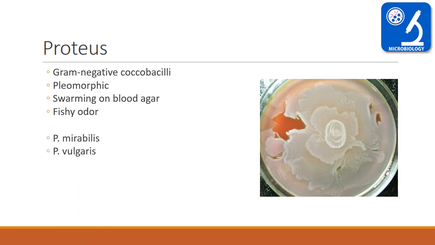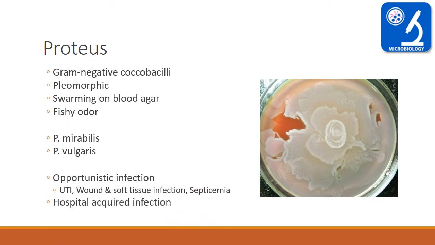There are two medically important species. One is Proteus mirabilis, another is Proteus vulgaris. Proteus is an opportunistic pathogen. It is commonly associated with urinary tract infection, wound and soft tissue infections, and septicemia. It can also cause hospital acquired infection.